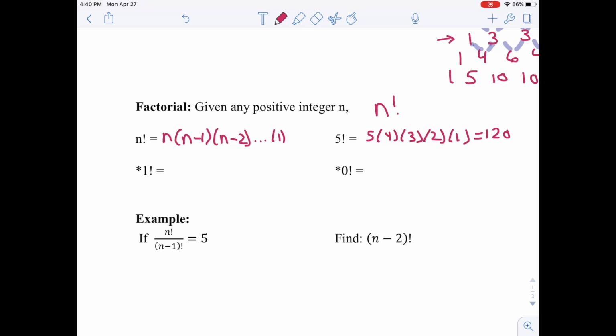A couple of important factorials that you need to know are these two right here: 1 factorial and 0 factorial. These both are 1. Okay, so if you ever run into any of those, both are equal to 1.